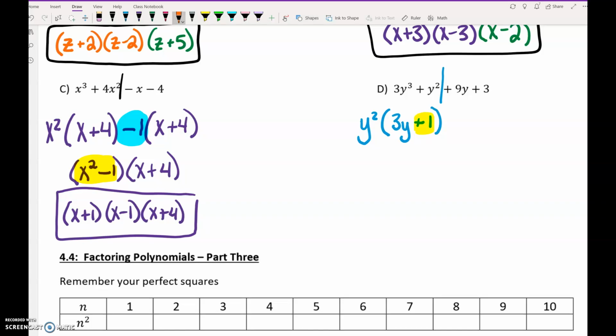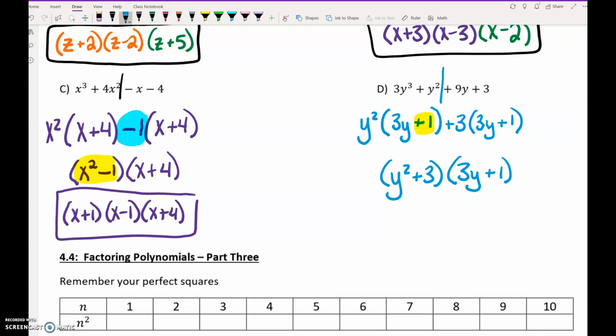A lot of people forget to write the plus 1. Remember, if you were to distribute this, y squared times 3y has to give you 3y to the third. Y squared times 1 would give you the y squared. That 1 has to be there in order for that term to not just totally disappear. Then 9y and 3 have positive 3 in common. 3 divided by 3 again is 1. So this factors to y squared plus 3 times 3y plus 1. And those of you who hate how there's step after step after step, see how this says y squared plus? You're done.